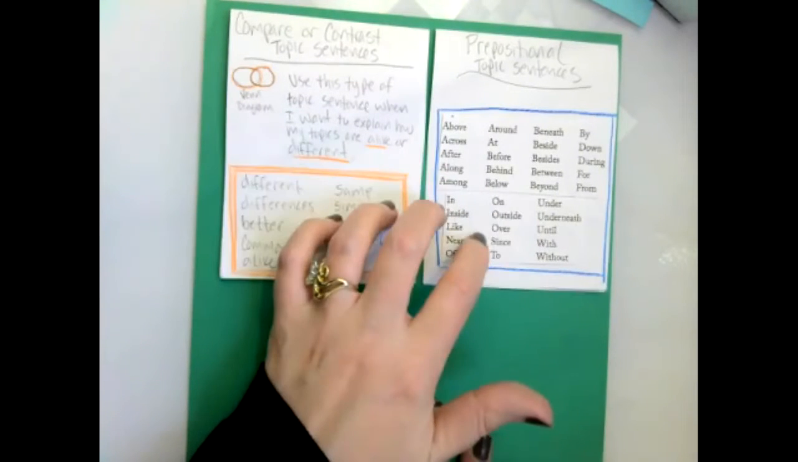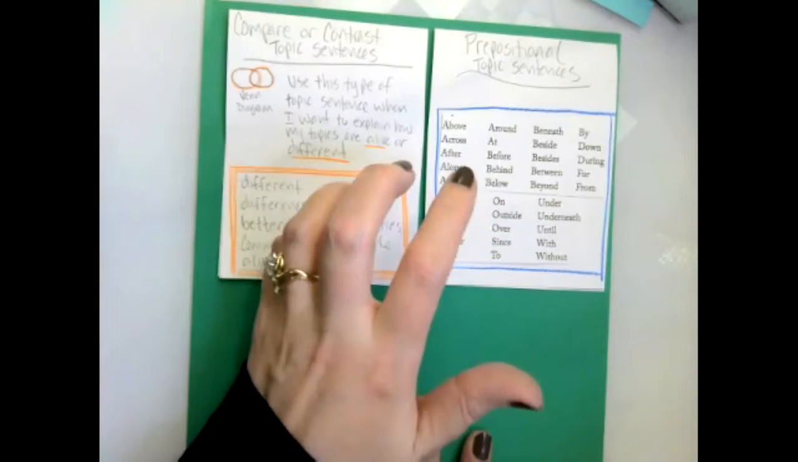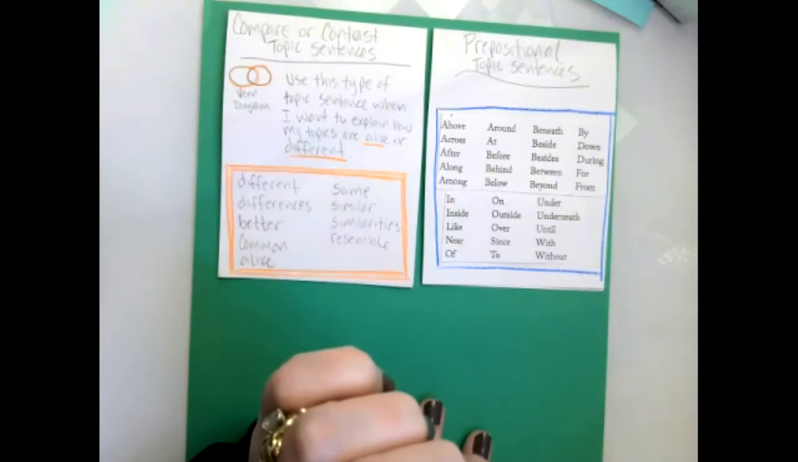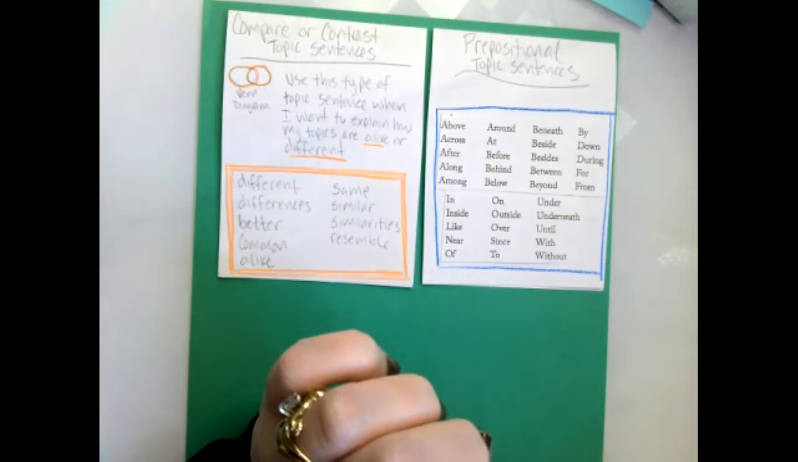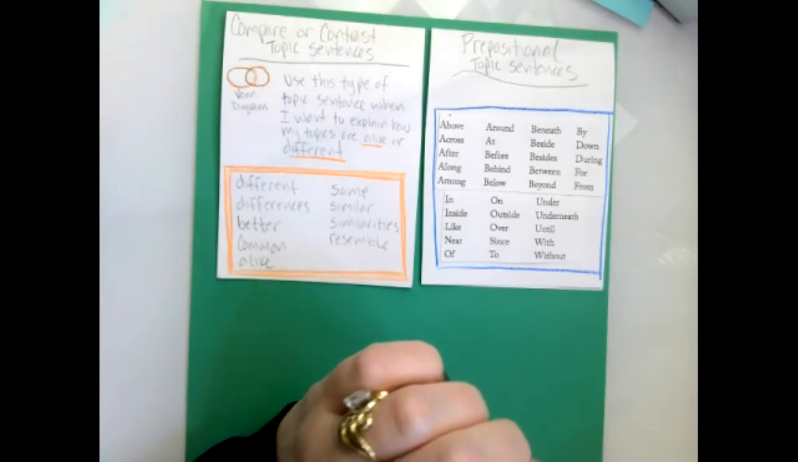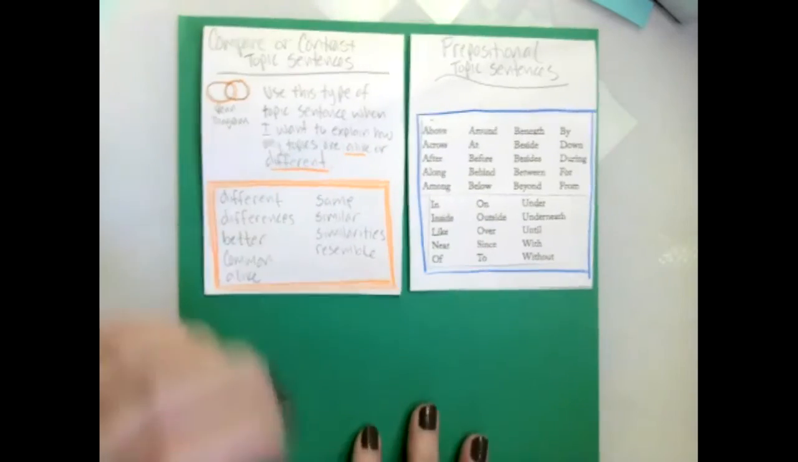Day 2, they would pick a topic sentence from each one and do a brainstorm on what could be in that paragraph for that topic sentence and make the outline for it. And then day 3, they would pick one of them and write the paragraph.